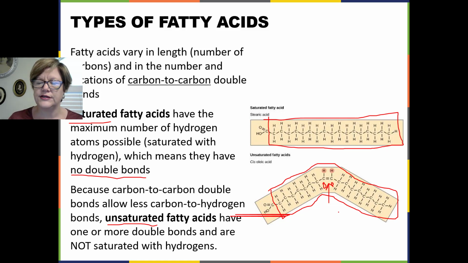So when there's a double bond in the hydrocarbon portion of the fatty acid, we call that unsaturated. It's not completely saturated with hydrogen. That's what we mean by saturated and unsaturated. Saturated with hydrogen, holding as much hydrogen as it can, or not holding as much hydrogen as it can. And that would always be due to a double bond in the carbon backbone. Okay?